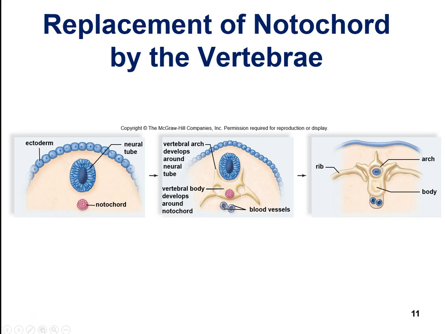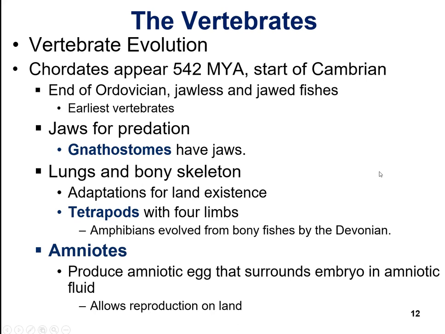This notochord essentially turns into the vertebral column, as you can see here. It starts to extend around the neural tube. And now you can see this neural tube has the vertebral column completely around it. Again, this is the spinal cord.